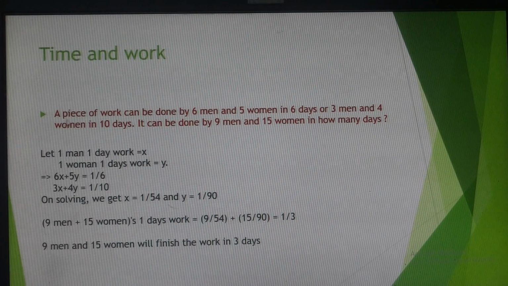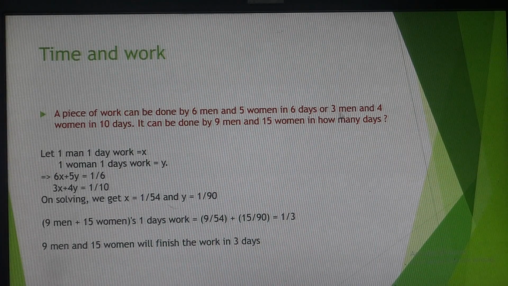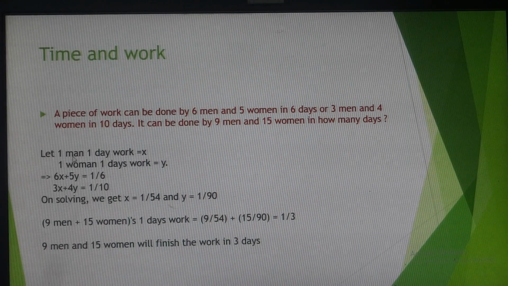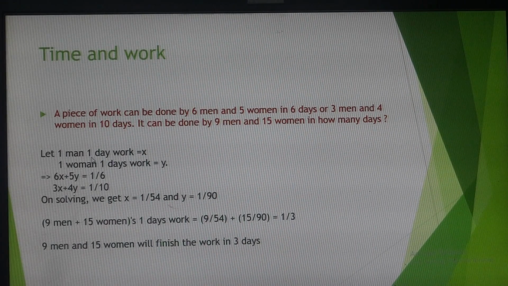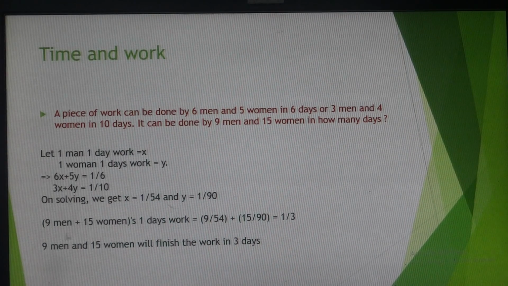In the same way again, a piece of work can be done by 6 men and 5 women in 6 days and 3 men and 4 women in 10 days. So 9 men and 15 women, how many days will that take? As we have done earlier, 1 man's 1 day work will be x, 1 woman's 1 day work will be y. So making equations, 6x plus 5y equals 1 by 6, 3x plus 4y equals 1 by 10. On solving we get x equal to 1 by 54 and y equal to 1 by 90.